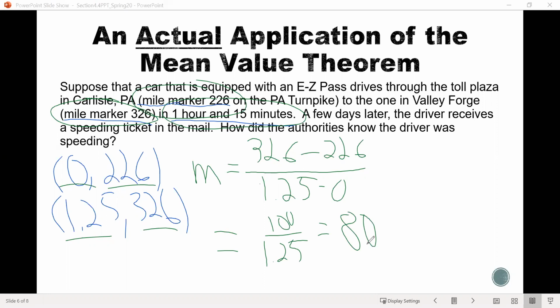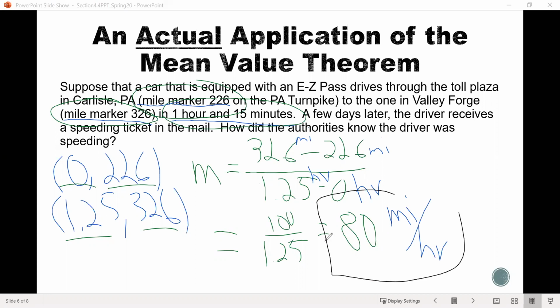And if we think about the units on this, the numbers on the top, the 326 and the 226, are both miles. The 1.25 and the 0 are both hours. And so that tells us that these units here are miles per hour, right? So the average rate of change, or really the average velocity of this car over that hour and 15 minutes, when they're going from one mile marker to the next, was 80 miles per hour. Now, first of all, just seeing that, you say, okay, there's no way that the person averaged 80 miles per hour without breaking the speed limit, right? Unless they were in Montana. I don't know if y'all know, but Montana has 80-mile-an-hour speed limits.